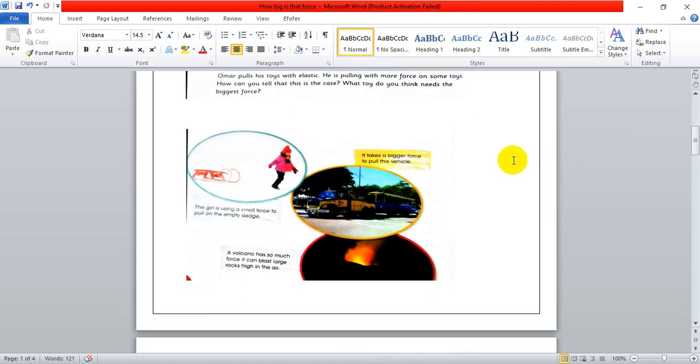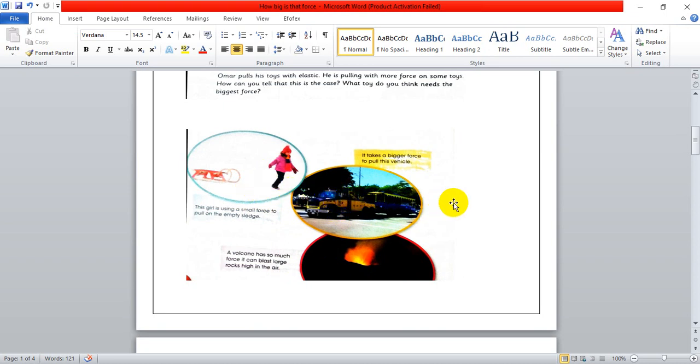Now see, this girl is using a small force to pull on the empty sleds. So see, it is empty, so she can use a very small force. Here see, it takes a bigger force to pull the vehicle. And this volcano has so much force it can blast. So some forces are small and some forces are big.